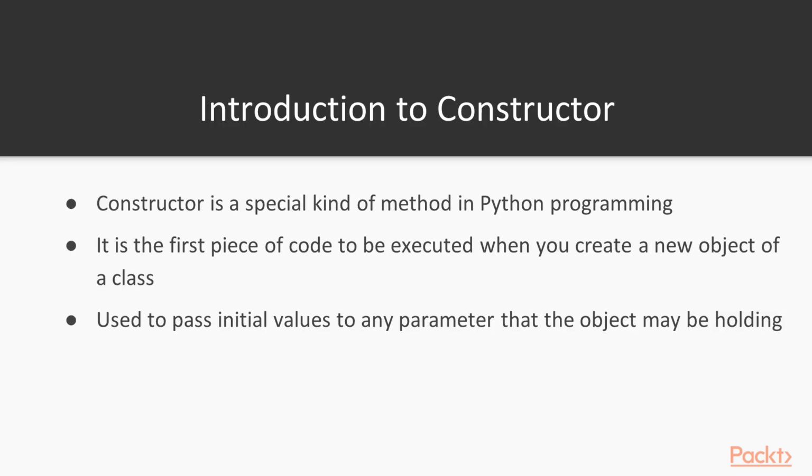Introduction of a constructor can be understood by the basic importance of why a constructor is to be used. Constructor is the most special kind of method in Python programming. It is an integral and necessary part of a program, and it is also always the first method to be defined. Constructor is the first piece of code of any Python program that is executed. It is used to pass the initial values to any parameters that the object may be holding. The constructor's method is executed as soon as an instance of an object is created.